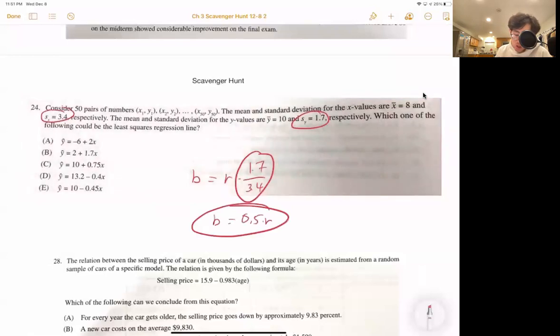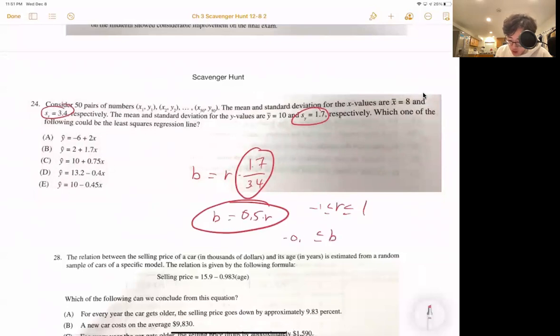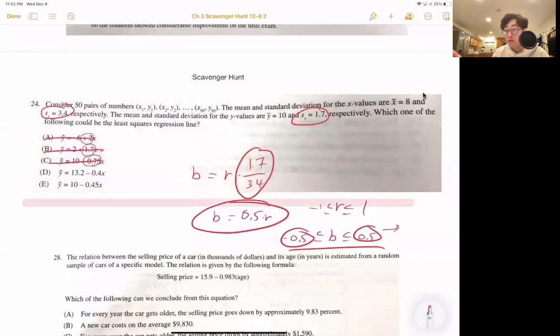That's your slope. So by looking at that, you want to ask yourself, we know that R goes between -1 and +1, lowest and highest. If I plug those values in, the slope can range anywhere between -0.5 and +0.5. That's the highest and lowest it could possibly get. Therefore, the answer has to contain a slope between those two values, and it can't go anything above that. So A, B, and C are out: 2, 1.7, 0.75 are all beyond 0.5.